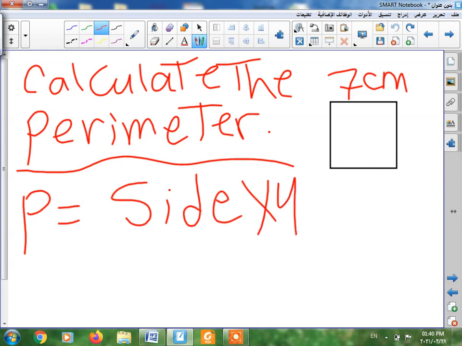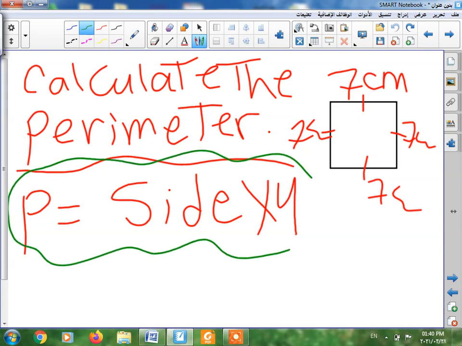Side length times 4. Why do we say side length times 4? Because the square has 4 equal sides. 1, 2, 3, 4. 7 centimeters, 7 centimeters, 7 centimeters. We repeated 7, 4 times. Then write 7 times 4. Side length times 4. We must write the rule in the problem, because we have marks on this rule.